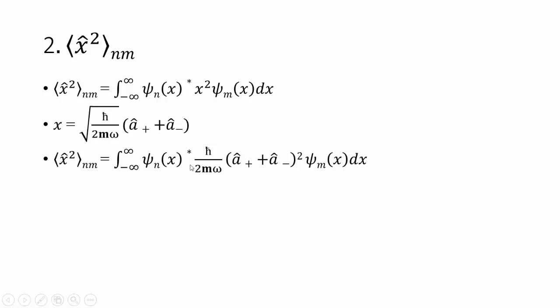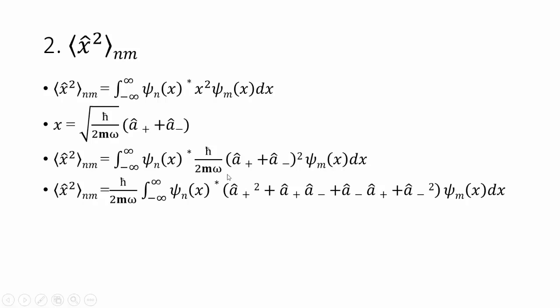So notice here, instead of x, we have x squared, so we basically square the whole thing and get h bar over 2mω times (a+ + a−) squared. And we can take the h bar over 2mω to the front since it's a constant, and we multiply out every part of that square and get a+ squared plus a+ times a− plus a− times a+ plus a− squared.